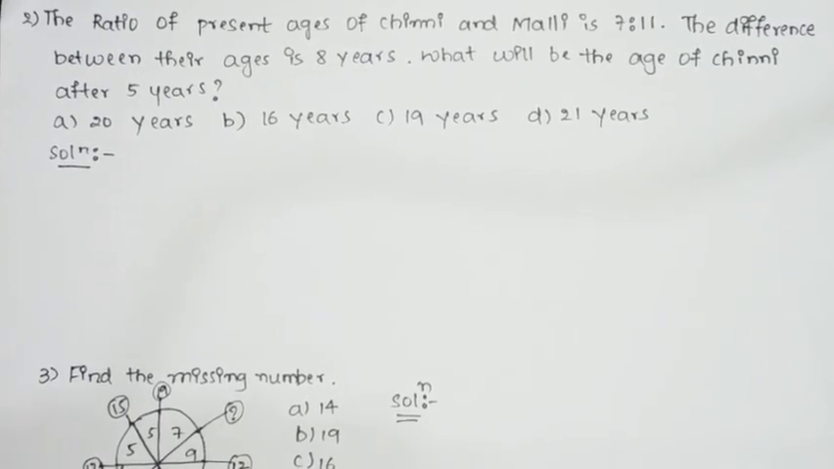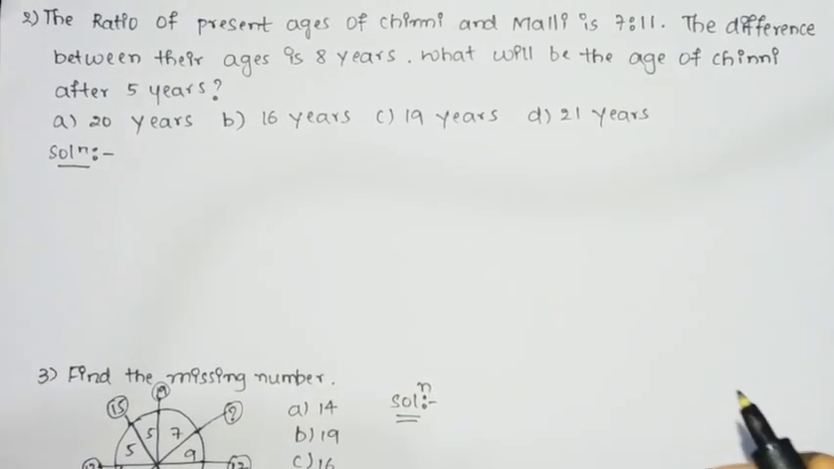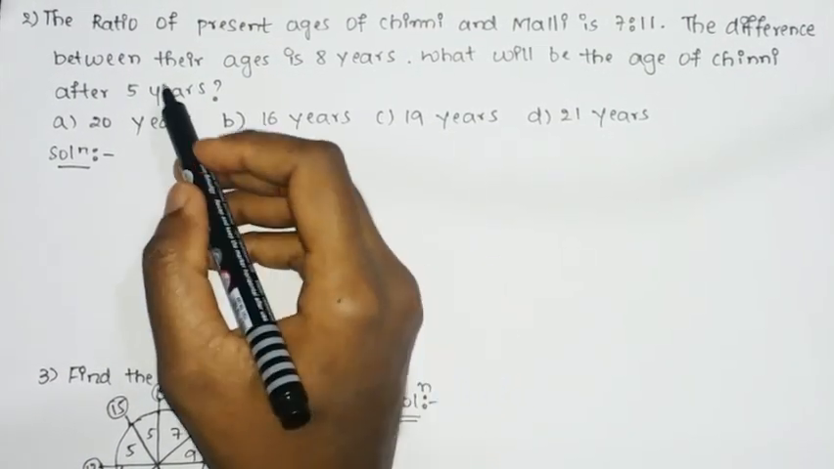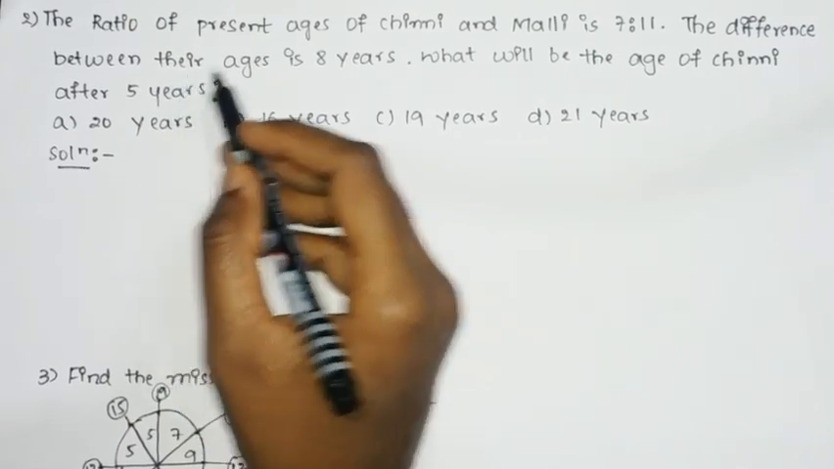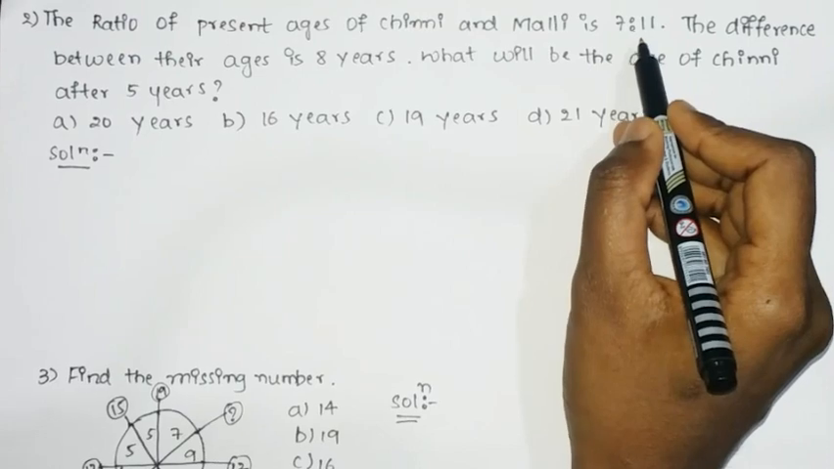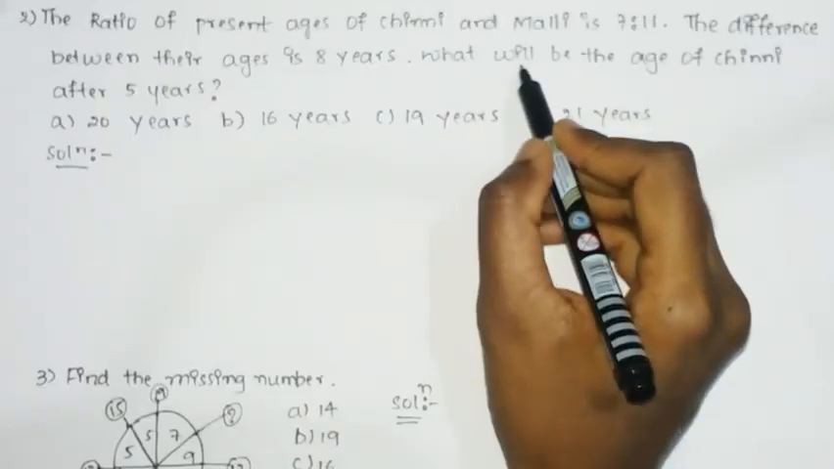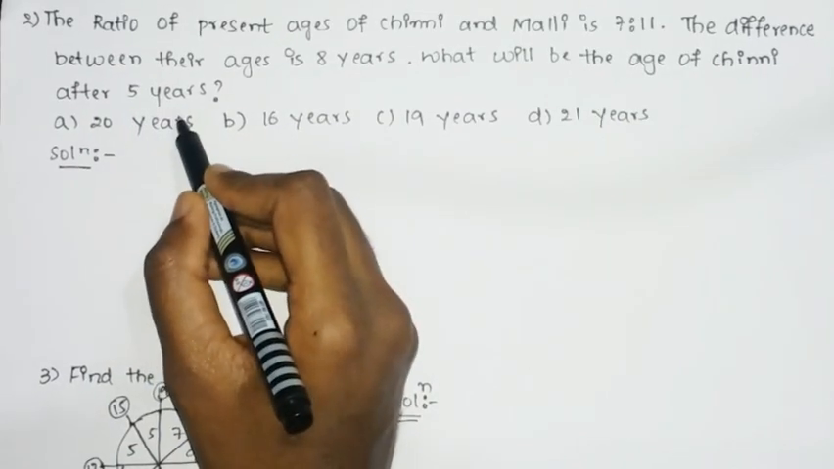So in this video we shall solve the next aptitude question which was asked in Amazon Tech Ops Associate SMT Bangalore. So the question is like this: the ratio of present ages of Chinni and Malli is 7:11. The difference between their ages is 8 years. So what will be the age of Chinni after 5 years?